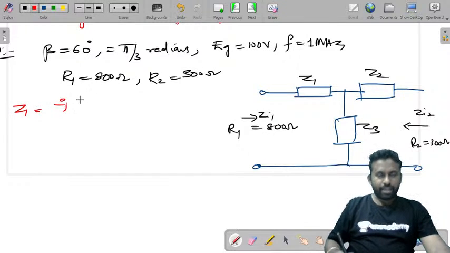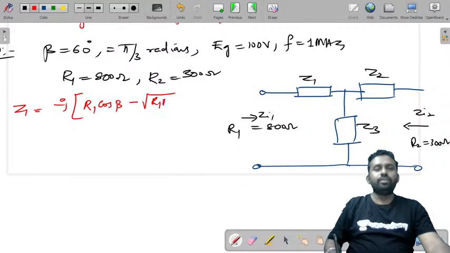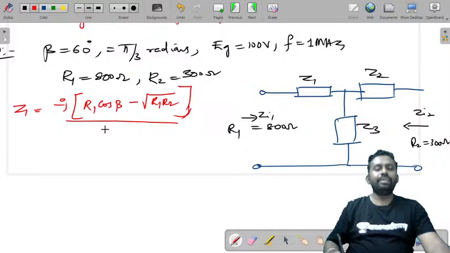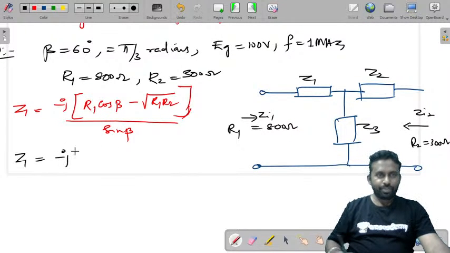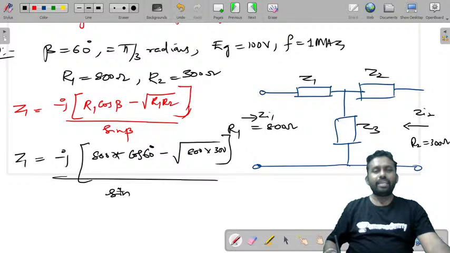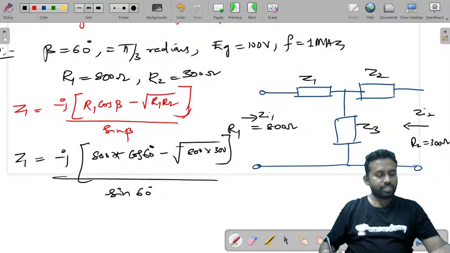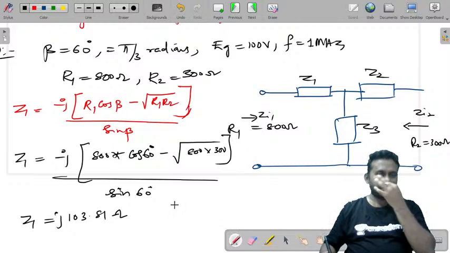Z1 is equal to minus j (R1 cos beta minus root R1 R2) by sin beta. So this is the value of Z1. Just look at this. So substitute that. Z1 is equal to minus j (800 into cos 60 minus root 800 into 300) by sin 60 degrees. Now just try to substitute these values and you can find the value of Z1 directly as j 103.81 ohms.